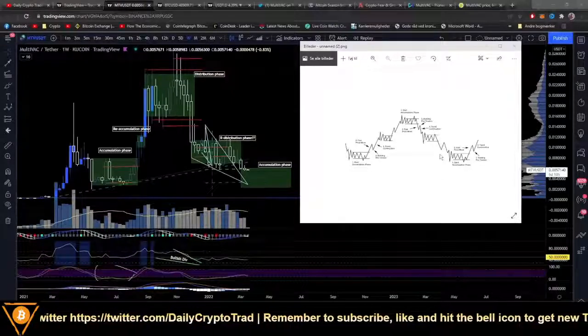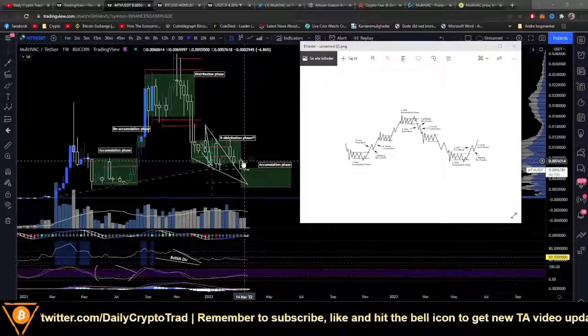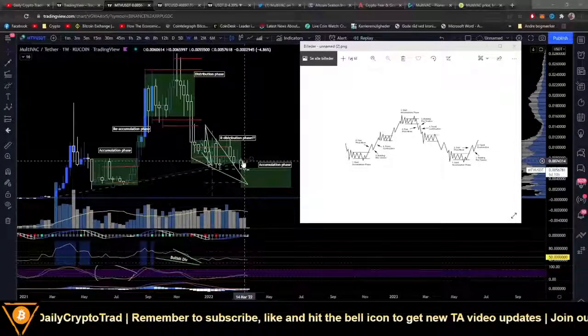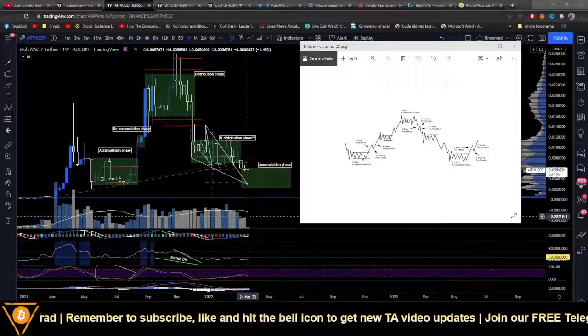Now, why do I believe we are right there? The first thing is we had the redistribution phase. Are we done? I don't know yet. We might just keep continuing the redistribution phase before we go to the accumulation phase, as I was mentioning. But in my opinion, it is also looking like we are going down.